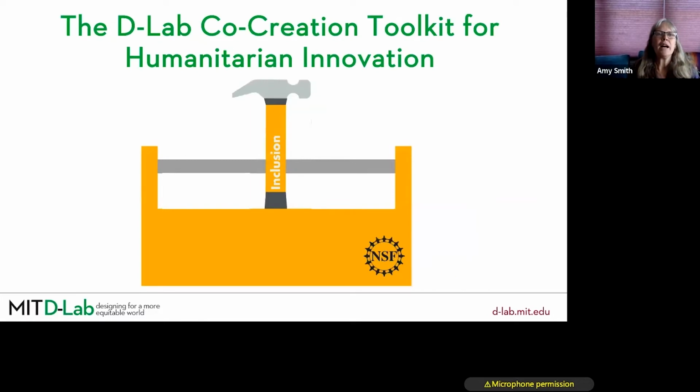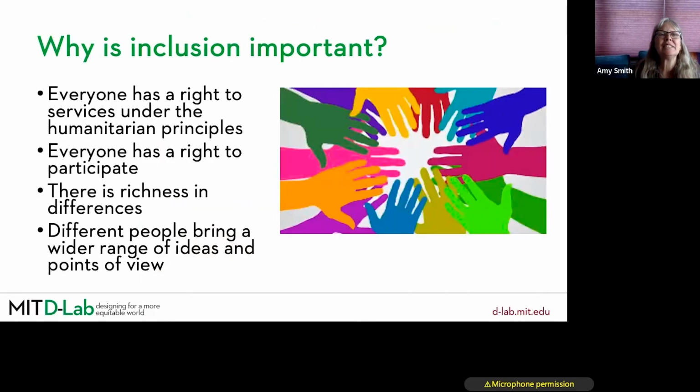Right. And then the next element that we'll talk about in terms of the enabling environment aspect of our co-creation toolkit is inclusion. And I'll hand it over to Martha. Okay. So why is it important?